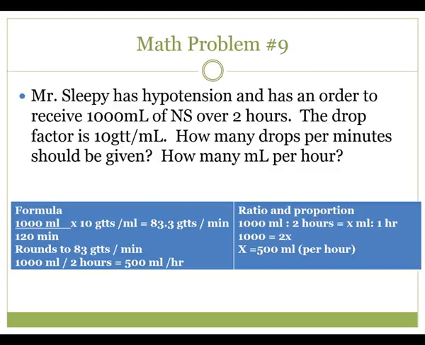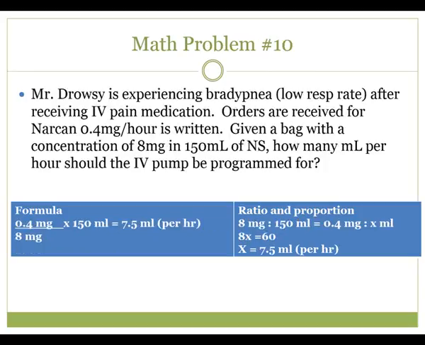And 1,000 mils in 2 hours means you're going to give him 500 mils an hour if you're giving him 1,000 mils in 2 hours. For your ratio and proportion, you say 1,000 mils in 2 hours is going to be X mils in 1 hour. Solve that for X, comes out to 500 mils, and that's how much you'll give him in 1 hour. Once again, setting the pumps in mils per hour.